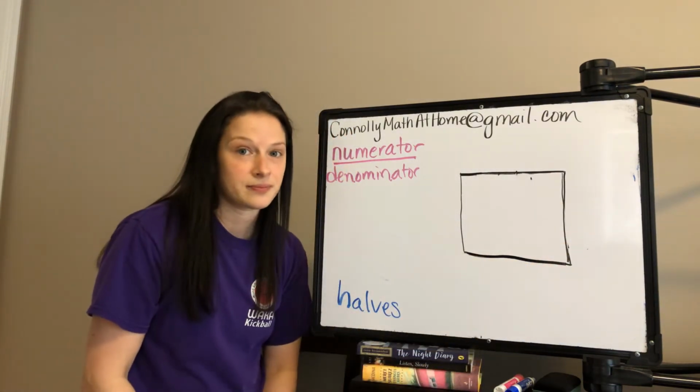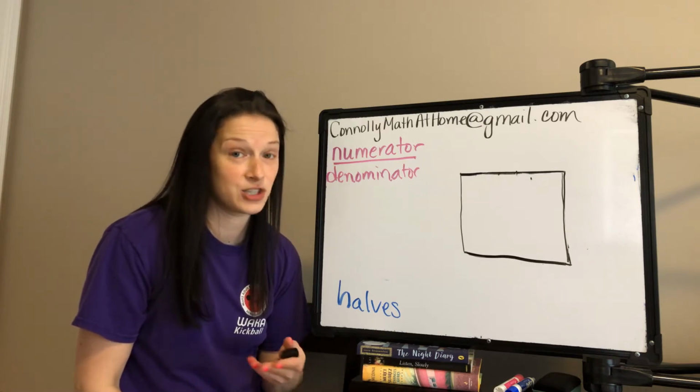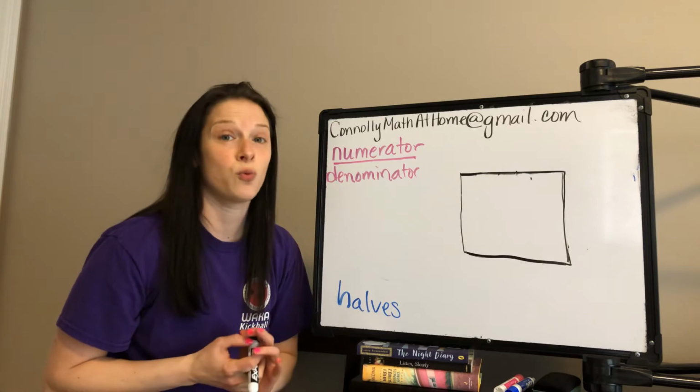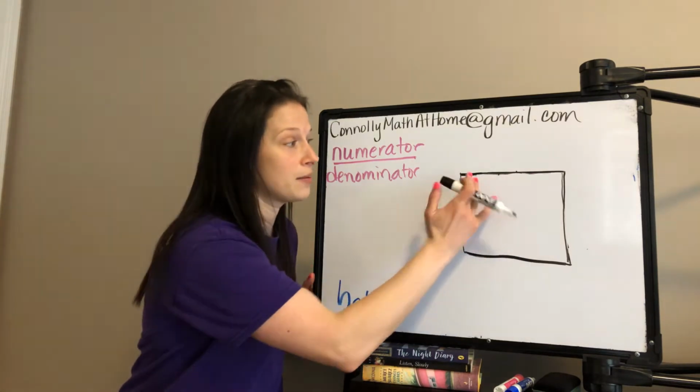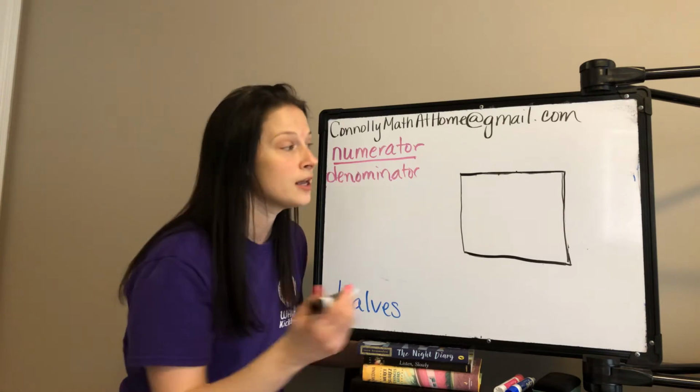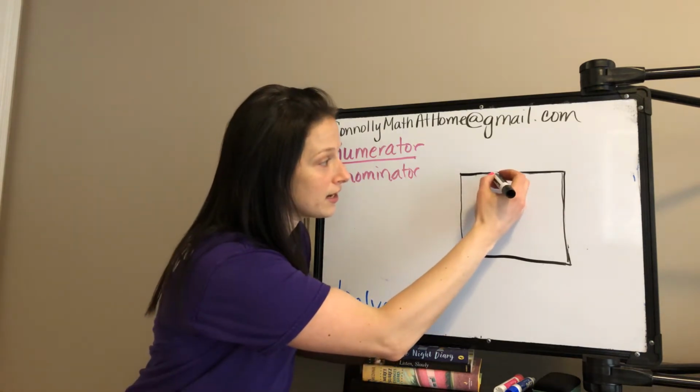So you can't just draw 3 lines because you're going to end up with 4 pieces. It's a common mistake. It happens all the time. So when you're done with your cutting it into thirds, you've got to double check and count how many pieces you made. You also want to make sure that they are the same size.